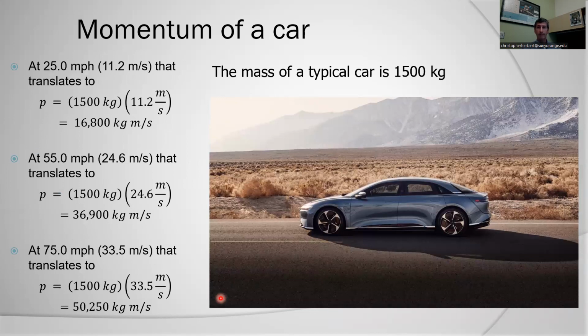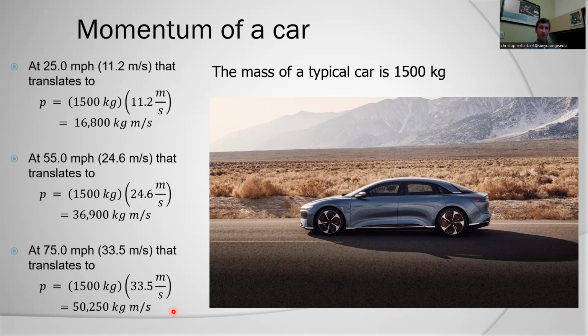Car, now, a typical car at 1,500 kilograms. Obviously, the momentum is going to depend on its speed, on its velocity in the frame of reference that we're looking at. So at 25 miles per hour, this car would have about 16,000 to 17,000 kilograms meters per second of momentum. At 55 miles per hour, that's 25 meters per second roughly, a little more than twice the speed. We're going to get twice the momentum. At 75 miles per hour, the momentum is around 50,000 kilograms meters per second.